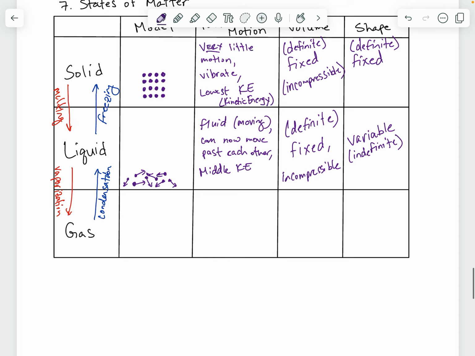And of course, now we have the gases. The gases are the ones that move the fastest, as noted by these arrows. They are the furthest apart from each other. They have the highest kinetic energy. So furthest apart, fastest moving, most kinetic energy, all right? They have the fastest moving particles there.